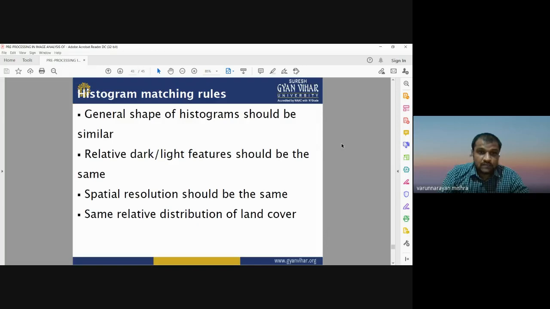Generally, the shape of the histogram should be similar. The relative dark and light features should be the same. The spatial resolution should be the same, or the images should have the same relative distribution of land cover. We have to apply these histogram matching rules before doing histogram matching. This is all about the histogram matching rules.